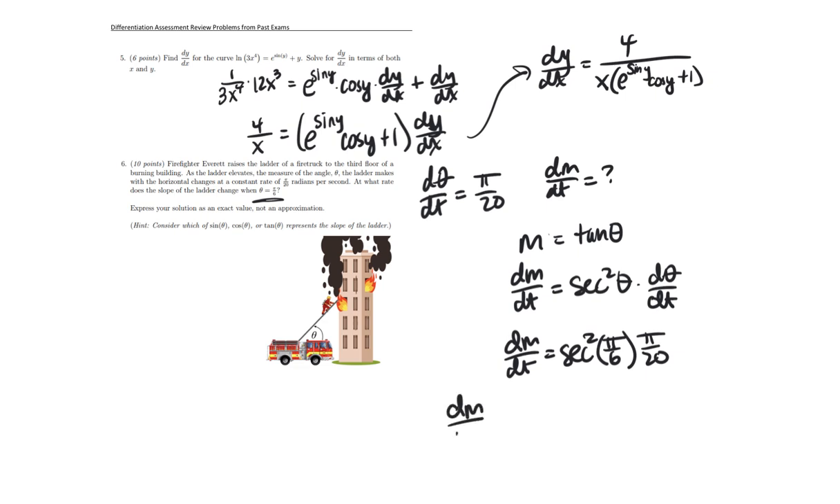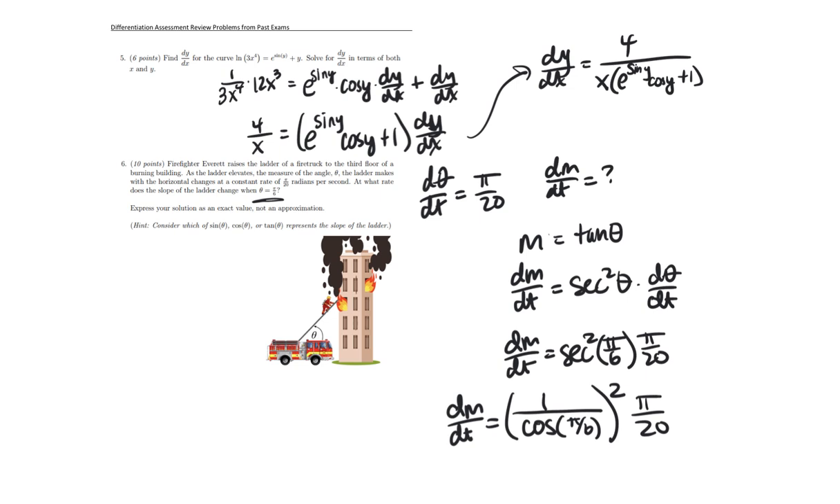So it'll be dm dt equals, and so I'll do 1 divided by cosine of pi over 6, and then that whole thing squared times pi over 20. So that's how I'll type that into my calculator. And you'll have to make sure you're in radian mode when you do this. Anytime you're using trig stuff in a calculus class, you're going to need to be in radian mode.